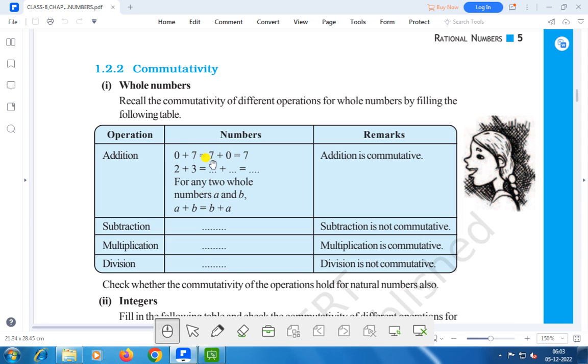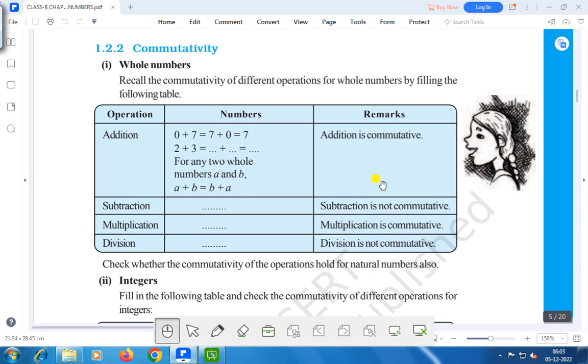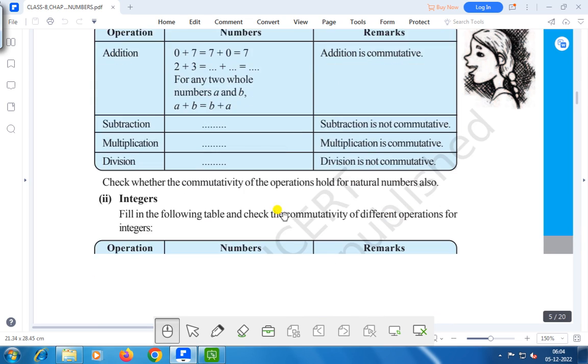Addition: 0 plus 7, 7 plus 0 equal to 7. For any two whole numbers a and b, a plus b is equal to b plus a. That is, addition is commutative for whole numbers. Subtraction is not commutative. Multiplication is commutative for whole numbers. And division is also not commutative, right? You have to remember all these properties of commutativity: addition is commutative, subtraction is not commutative, multiplication is commutative, division is not commutative.